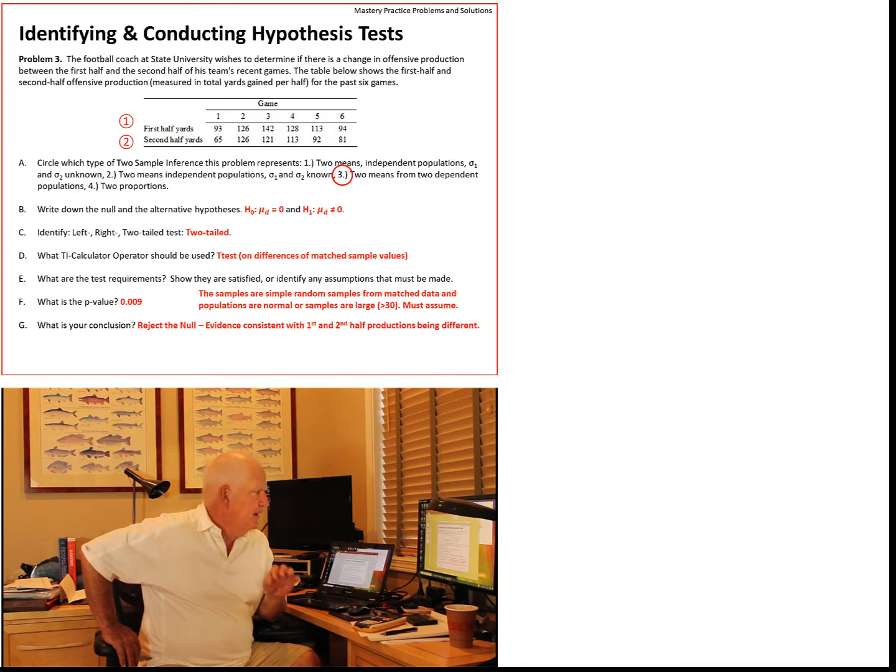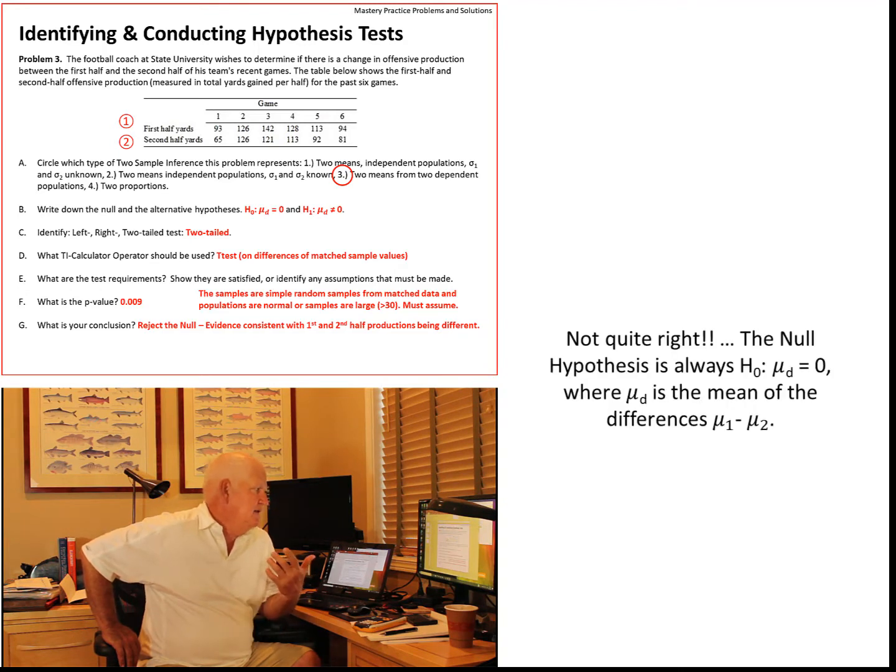means, paired means, we're always going to be asking, is there a difference between the first half yards and the second half yards by judging those paired means? So the null hypothesis is always going to be mu1 minus mu2 is equal to 0. And then the test can be left, right, two-tailed, just depending on what you're interested in.